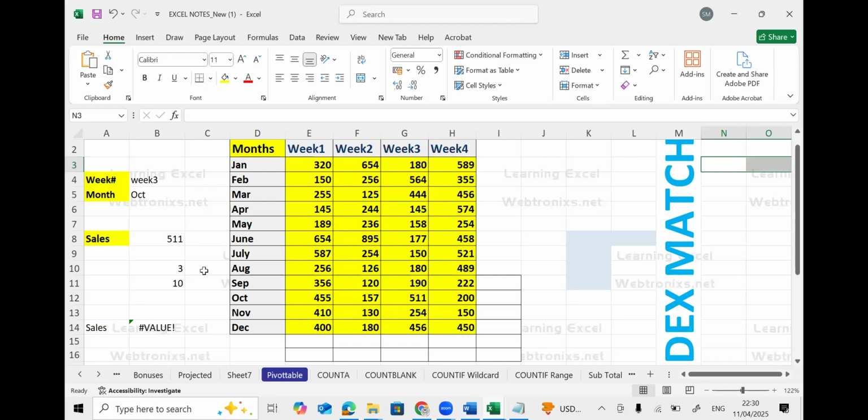Okay. Lookup और VLOOKUP में फर्क क्या होता है? You do know what is the difference. Anusha, you know the difference between lookup and VLOOKUP? Why would I use lookup function?